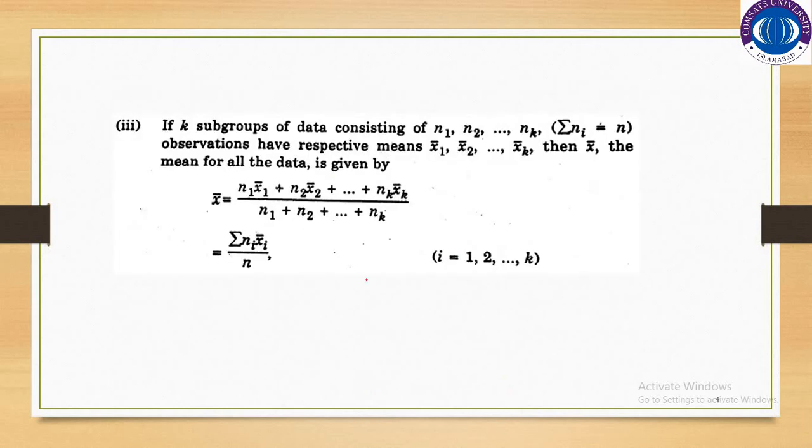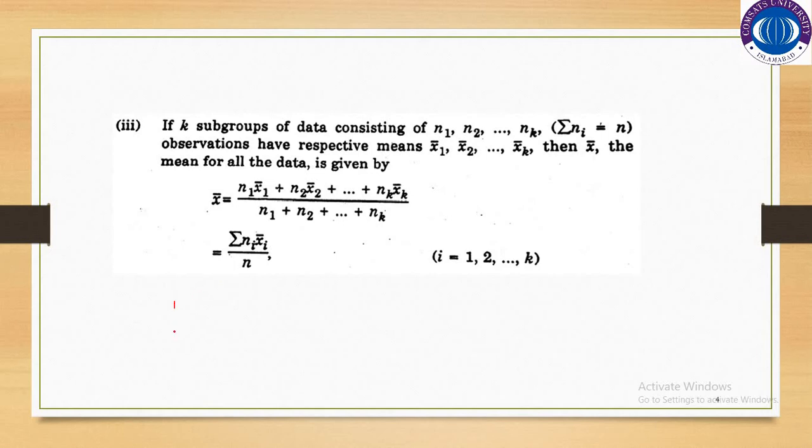Third property. If k subgroups of data consisting of n1, n2 till nk observations, where summation ni is equal to n, have respective means x bar 1, x bar 2, x bar k, then x bar, the mean of all the data, is given by x bar is equal to n1 into x bar 1 plus n2 into x bar 2 up to so on nk into x bar k, whole divided by n1 plus n2 till nk, which will be equal to summation ni into x bar i divided by n.